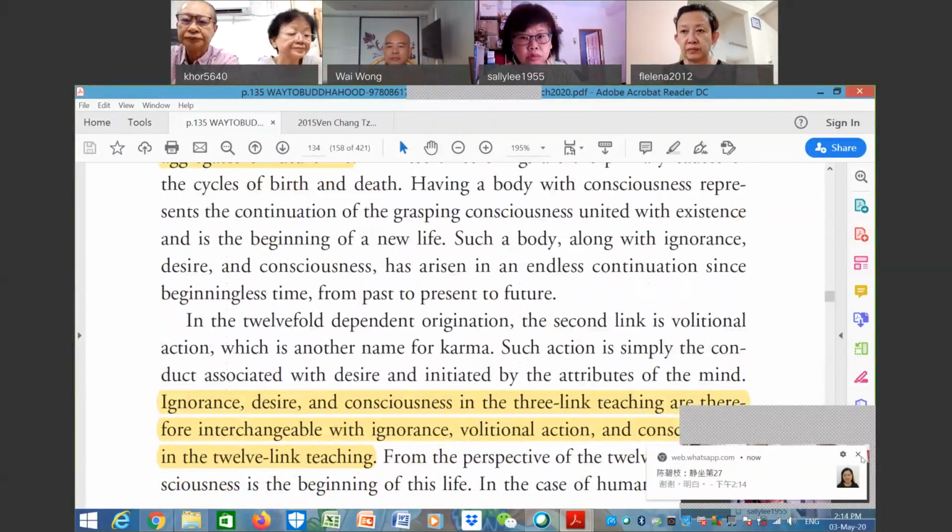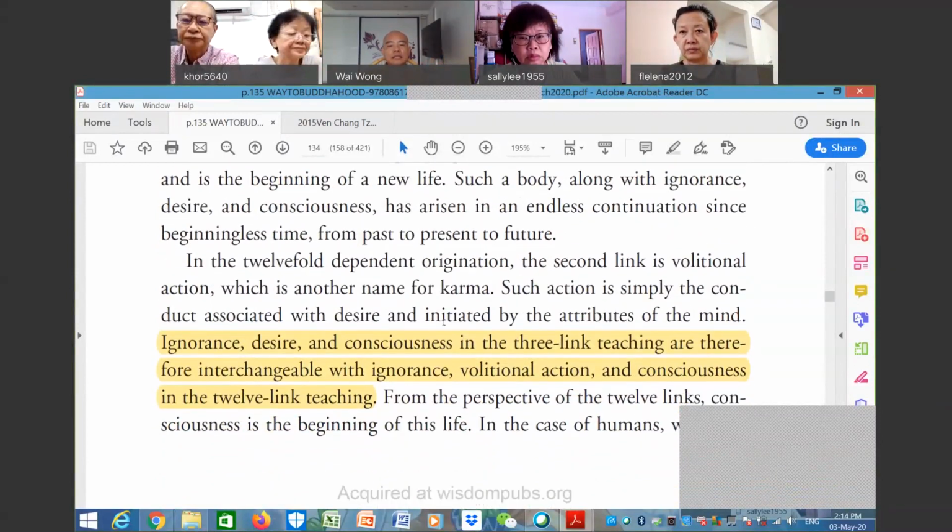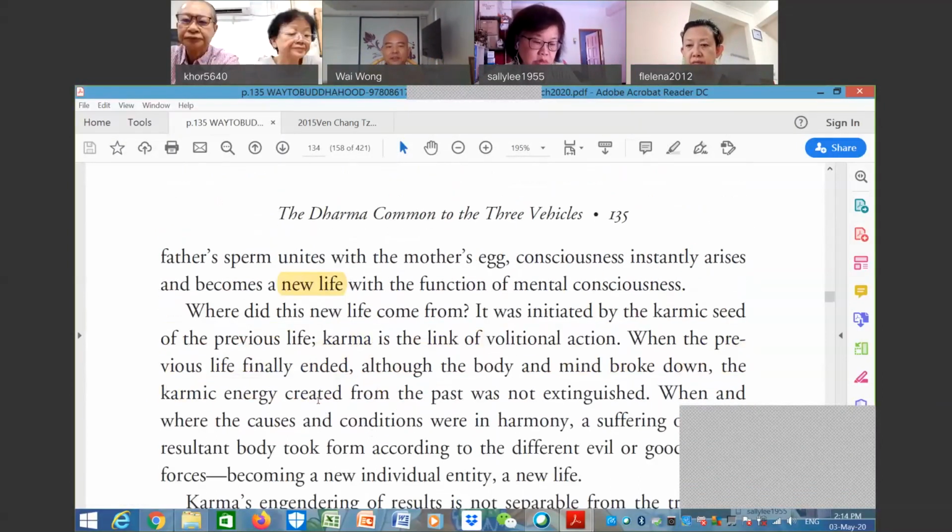Besides this, the other point is that ignorance, desire, and consciousness in the three-link teaching are interchangeable with ignorance, volition, action, and consciousness in the 12-link teaching. Okay, and finally it becomes a new life. So class, let's take a look. Now we're talking about dependent origination and also the Four Noble Truths.